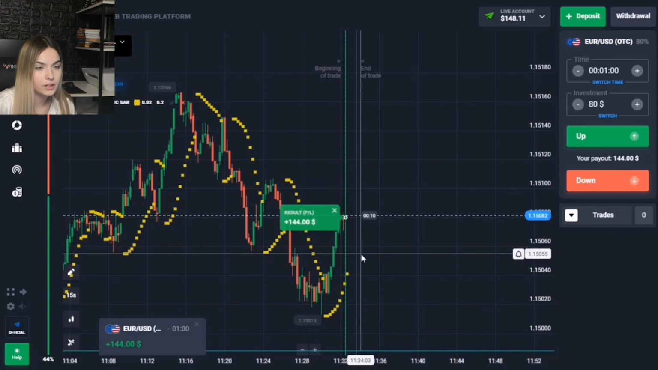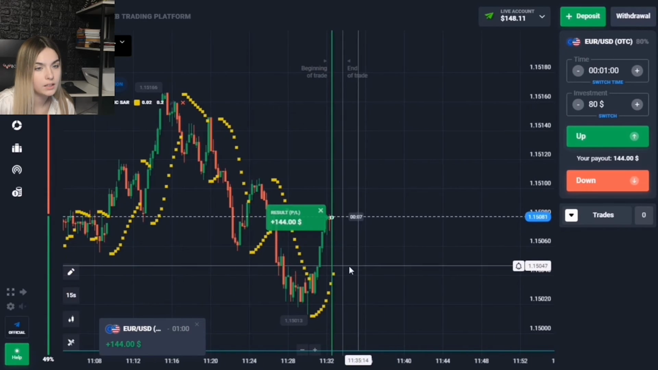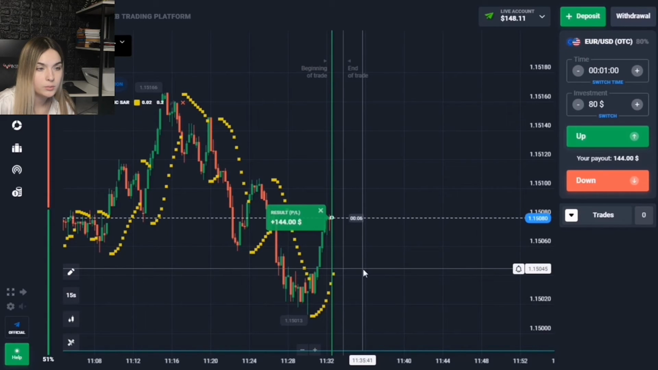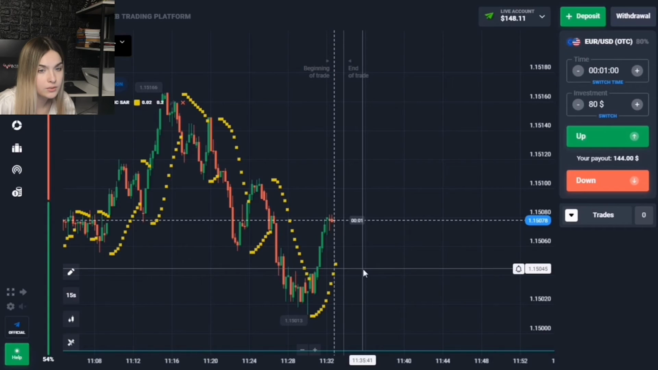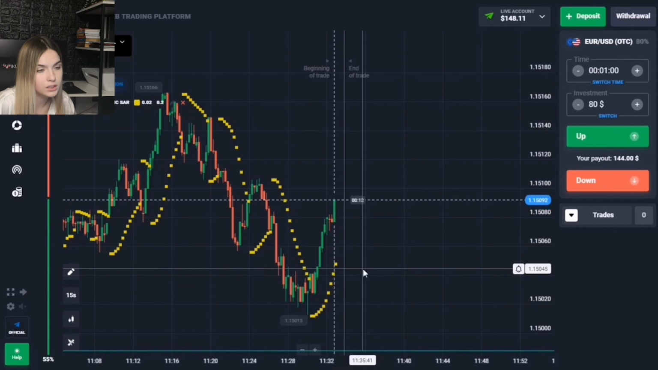Well, it's not bad, friends. There was a great pullback up and we got profit. 1 minute was enough for us. The indicator also told us the pivot point. While everything is not bad, let's continue and find the next entry point in the market.